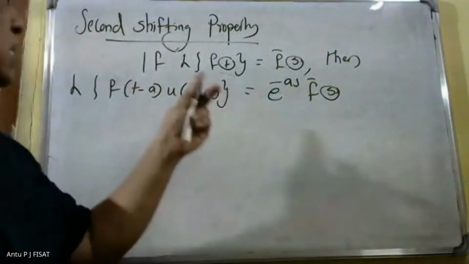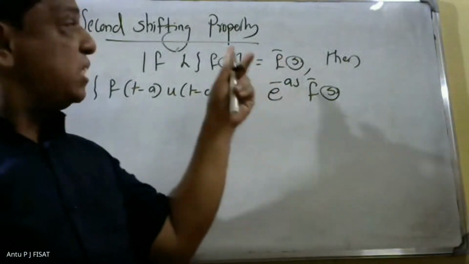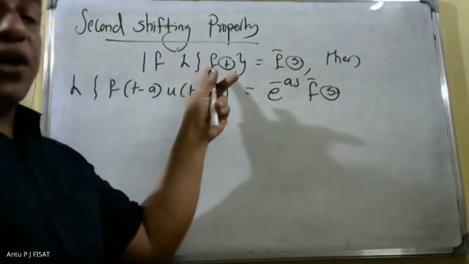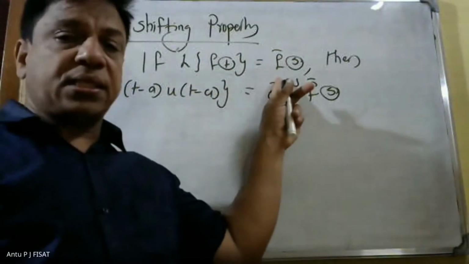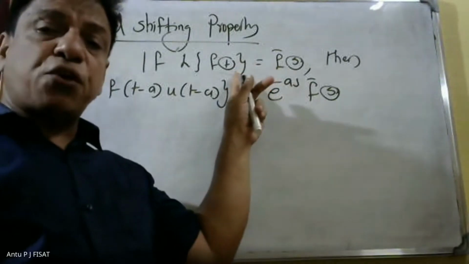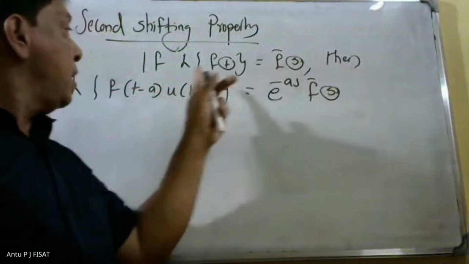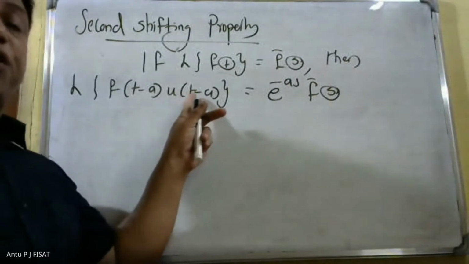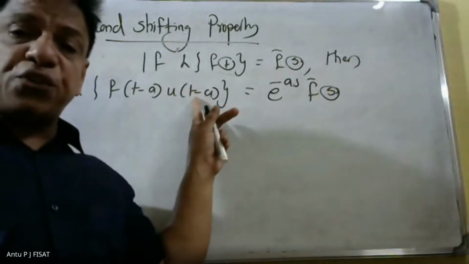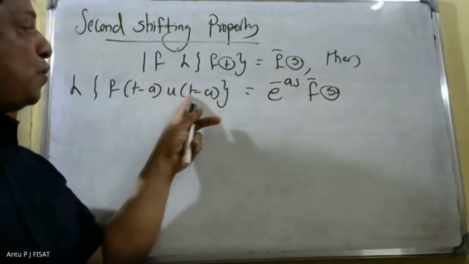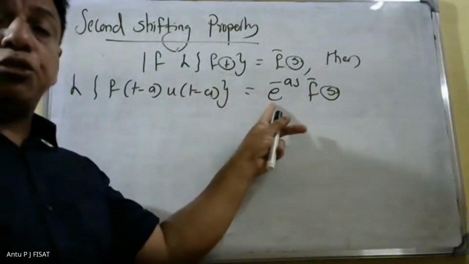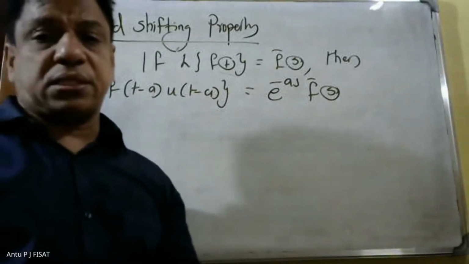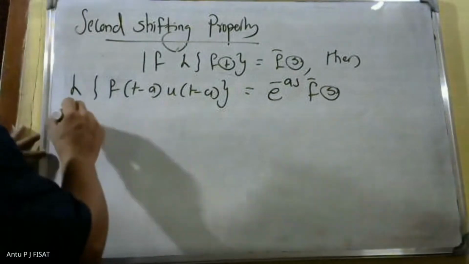Here we discuss the second shifting property. It says that if the Laplace transform of function f of t is equal to f bar s, then L of f of t minus a into u of t minus a, where u of t minus a is a unit step function, is equal to e raised to minus as into f bar s. We can prove the result. Proof.